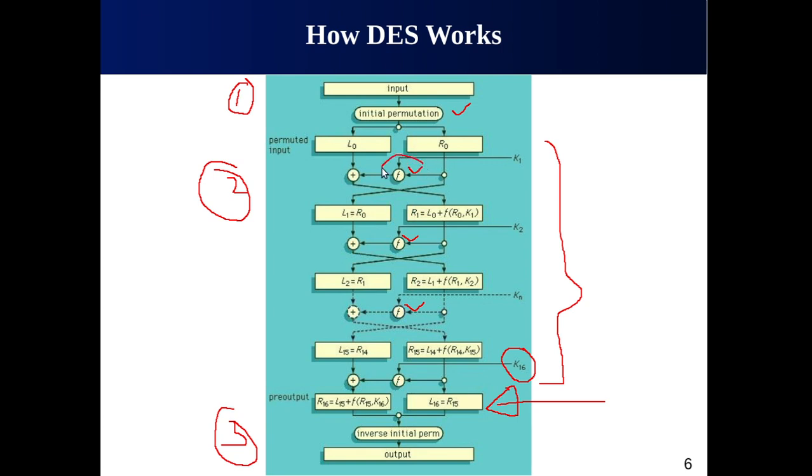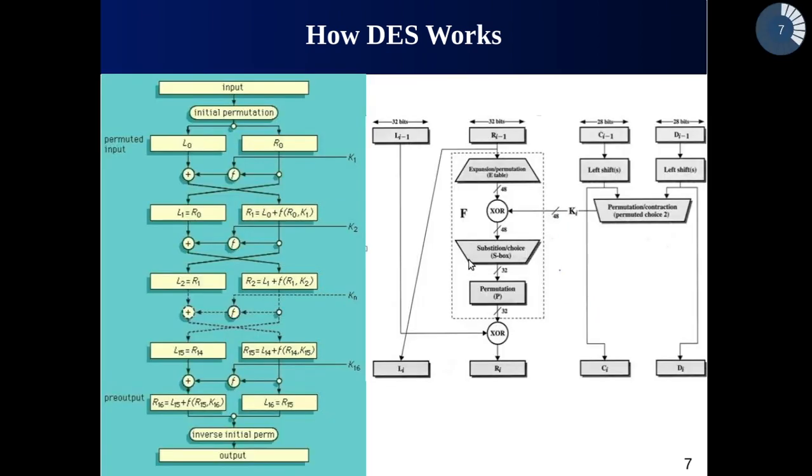Okay, we talk about a function that is used in every round. This function is important and it is made from several components, and we will see it in a moment. Another thing to understand here is the concept of the key, the 56-bit key.